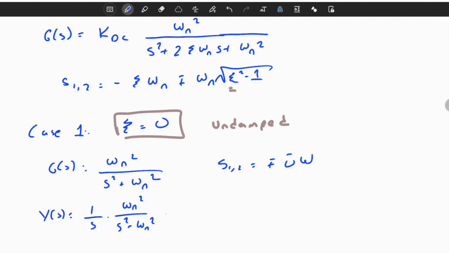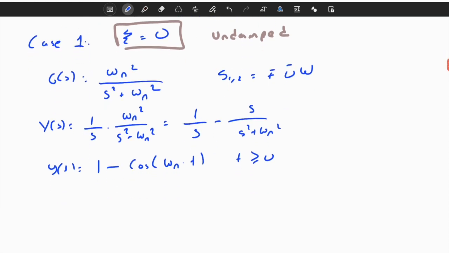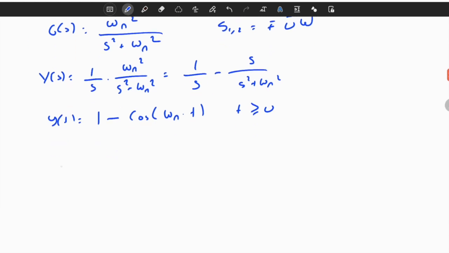We need to do partial fraction expansion. It is equal to 1 over S minus S divided by S square plus omega n square. If we take the inverse Laplace transform, we will see that this is equal to 1 minus, and if you remember, this is a pure cosine signal, cosine omega n times t, of course for t greater than or equal to 0. So it is a pure oscillating signal around a constant. Let's draw it quickly and try to understand the behavior. At t equal to 0, as you can see, it starts from 0.